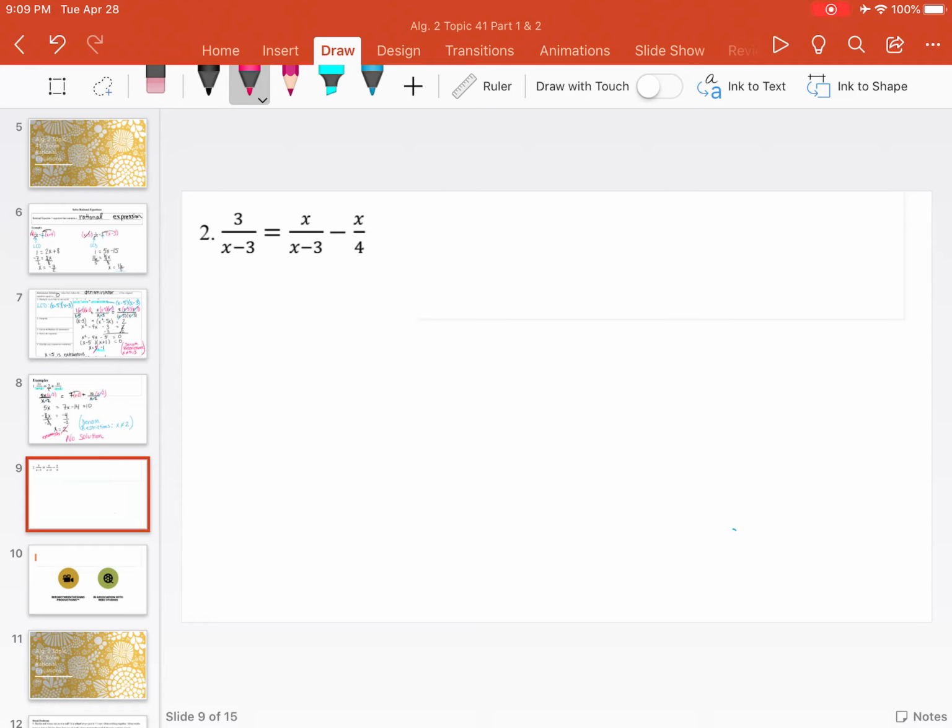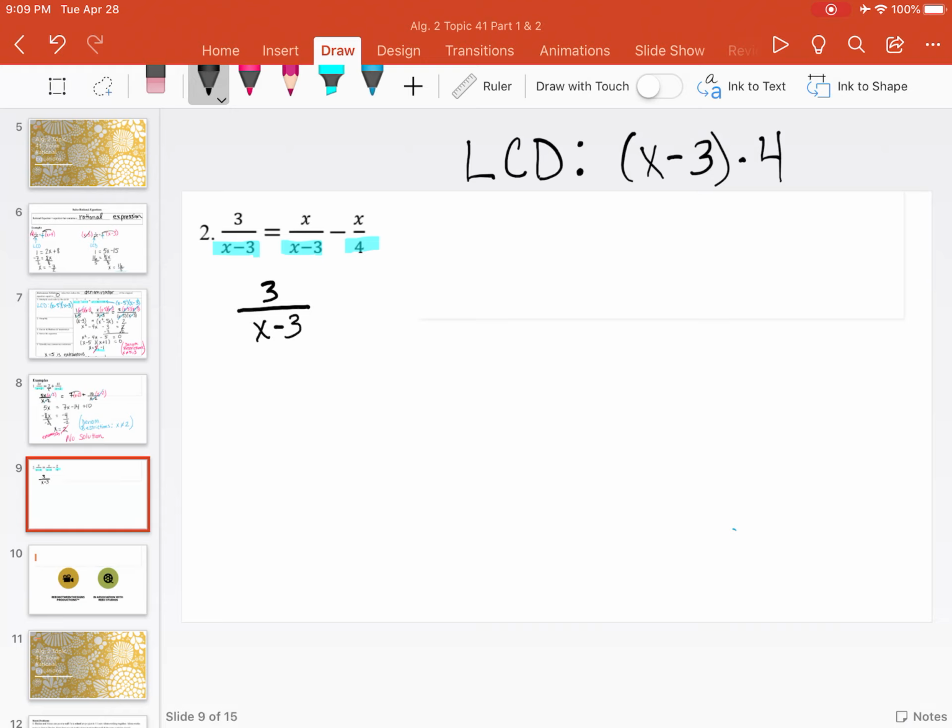Moving on to example number 2, we have 3 divided by x minus 3 equals x divided by x minus 3 minus x divided by 4. So the least common denominator that we have here is not only x minus 3, because we see it in those first two terms there, but we also need to account for the 4. So the least common denominator is the product, x minus 3 times 4. So I'm going to rewrite my problem and just leave a little space in between each term.